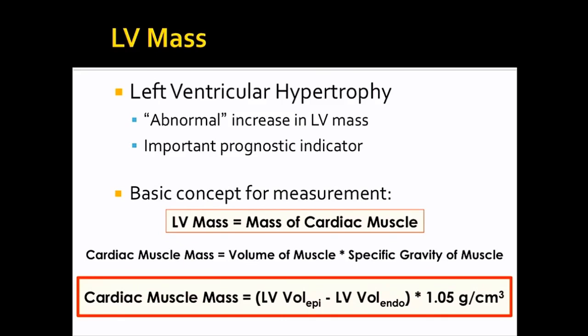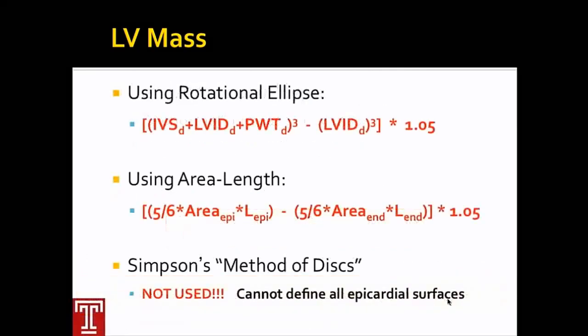Well, the volume of myocardial mass is nothing more than the epicardial volume of the ventricle minus the internal volume of the ventricle, the endocardial volume that we've just been calculating and talking about. So all of our calculations for LV mass are basically a subtraction of the left ventricular endocardial volume from the volume of the epicardium, multiplied by the specific gravity of muscle, and that gives you the muscle mass.